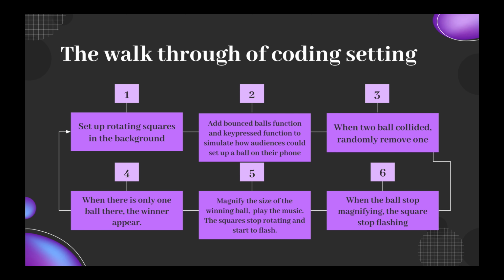And here I will explain the walkthrough of the code setting. In designing this interactive media, I set up the rotating square in the background first, and then add the bounced ball function and key pressed function to simulate how audiences could set up a ball on their phones through the website. Then, I designed it to randomly remove one when 2 of the balls collide.